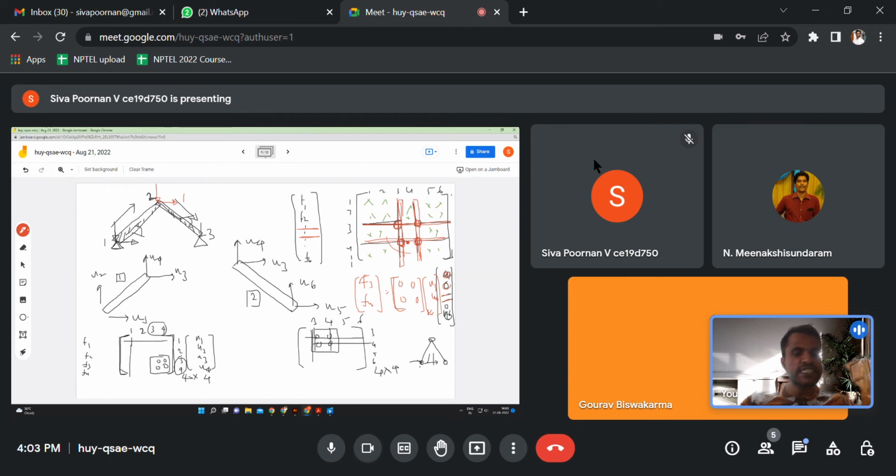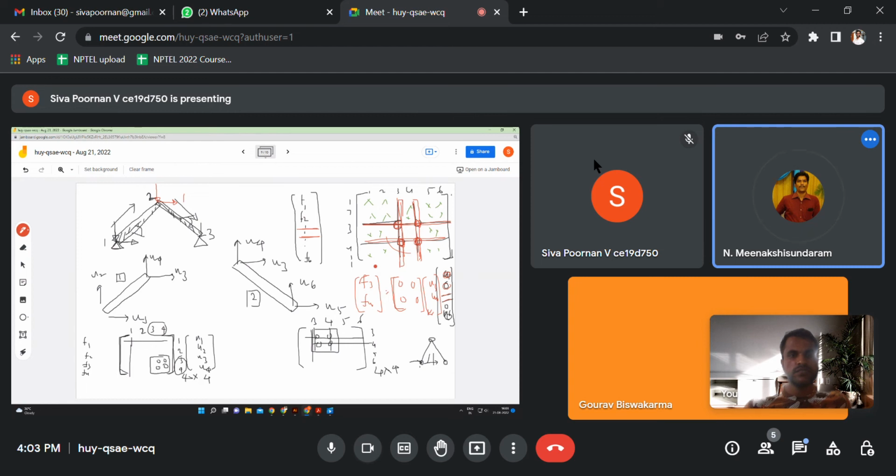How are we saying that whenever there is a zero displacement at that point, eliminate the stiffness matrix pertaining to that row and that column? That's what we are saying, right? But how are we able to say that? What is the logic behind it?